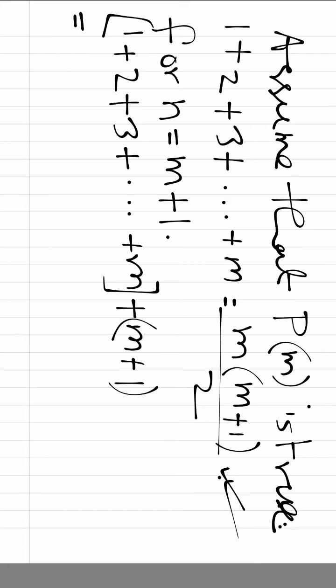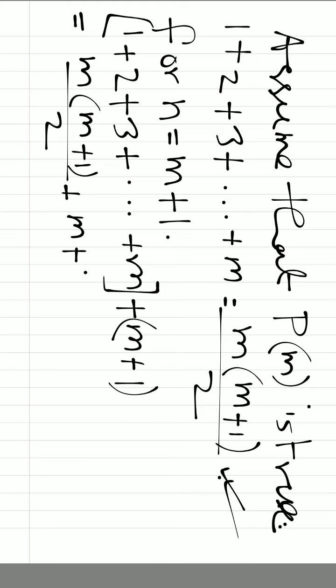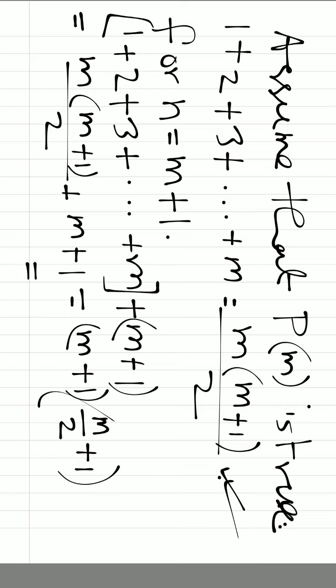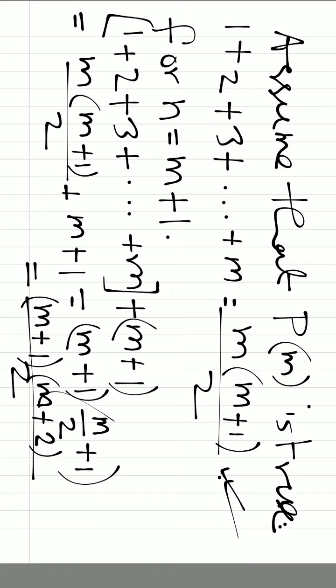so that we can now put the value of this 1 plus 2 plus 3 up to m as m times m plus 1 by 2, and then it is plus m plus 1. Now if you take common m plus 1, we will get something like this: m by 2 plus 1, and from that you can show it is m plus 1 times m plus 2 divided by 2. So this is the left hand side for the statement Pm plus 1.